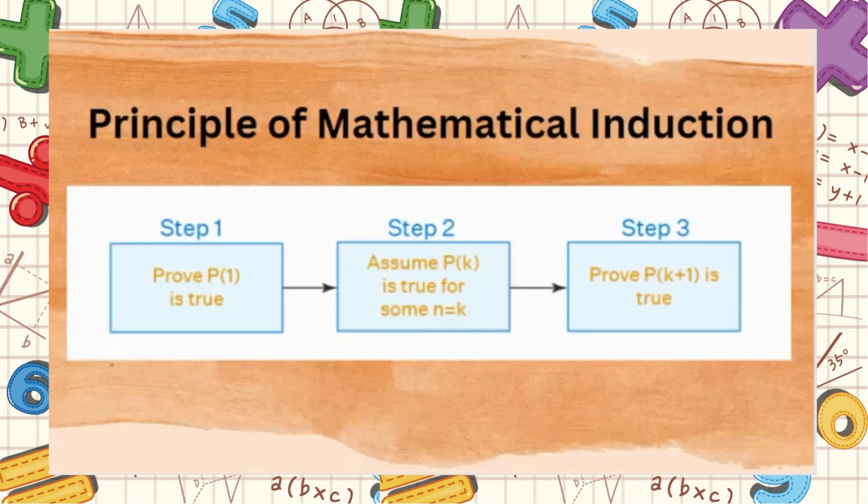This is the summary. So we prove that P of 1 is true, so n equals 1. Then we assume that P of k is true, n equals k, and we go to our proof that P of k plus 1 is true.